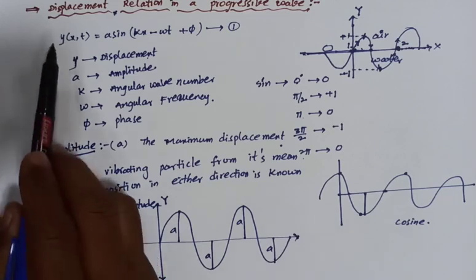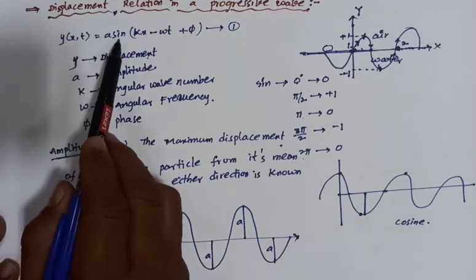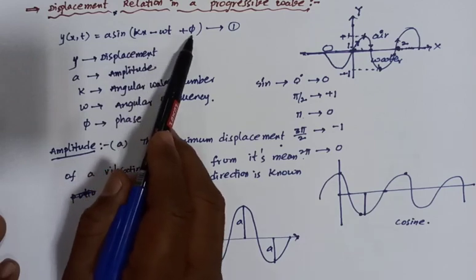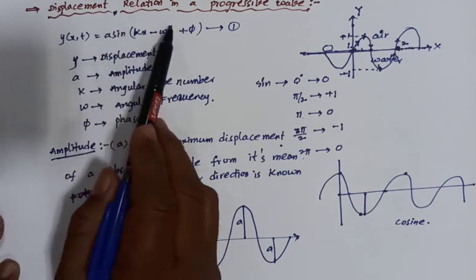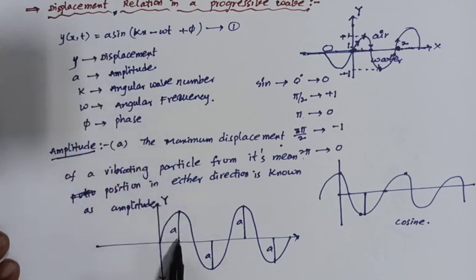The sine function is y of x comma t equals a sin(kx minus omega t plus phi). In this expression, a is the amplitude. Amplitude is nothing but the vibration of all the particles, for example water particles vibrating here. The particles are not transported; only the energy or disturbance moves from one place to another. But the particles vibrate perpendicular to the wave propagation.